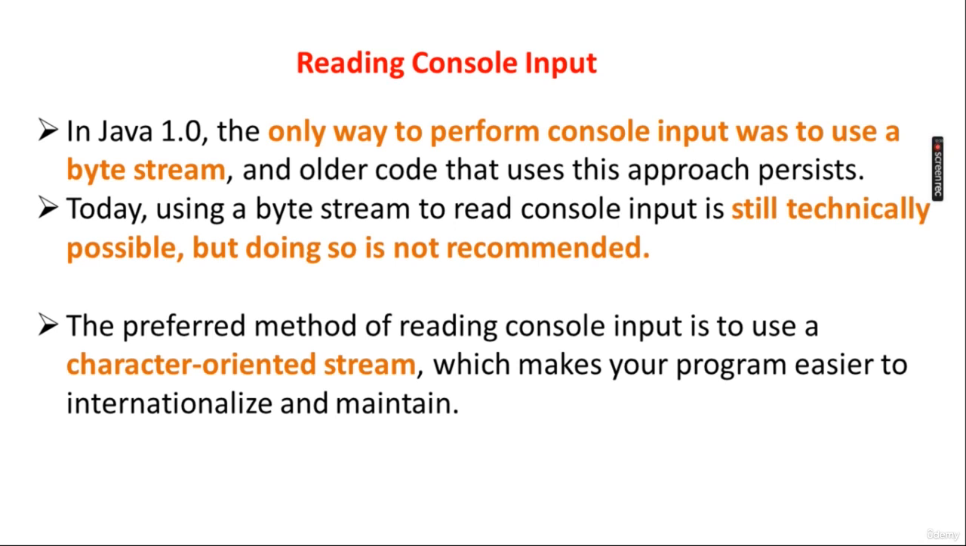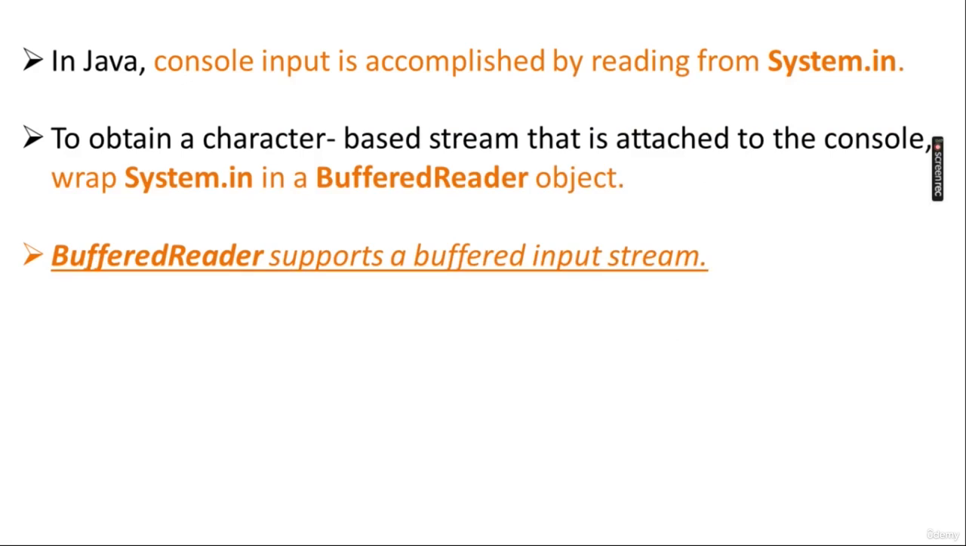So byte stream was there, character stream was found out later. Before Java, in Java 1.0, there was only one way to do input output, the byte stream. Using byte stream to read console input is still technically possible, but doing so is not recommended because Java applications are used worldwide, and for worldwide use, they should use character-based streams. The preferred method of reading console input uses a character-oriented stream, which makes your program easier to internationalize and maintain.